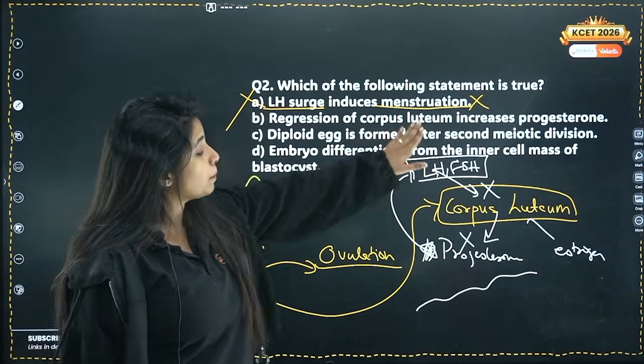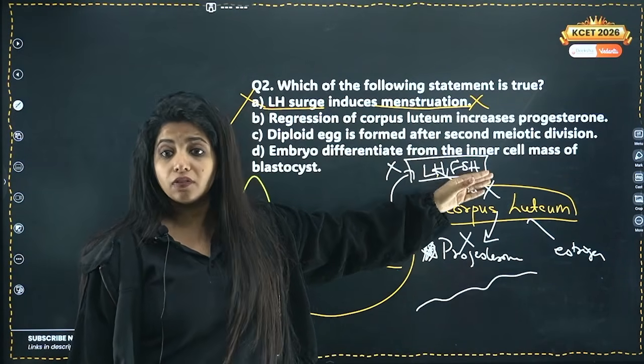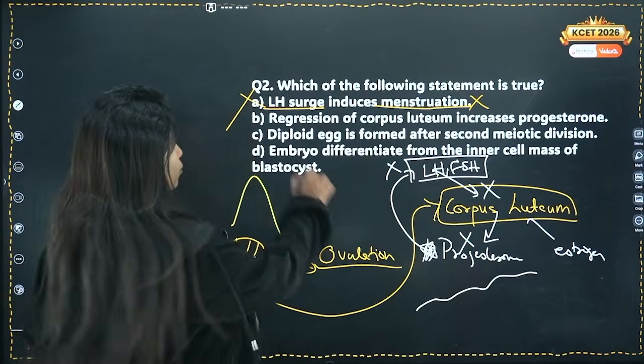So regression of corpus luteum increases progesterone? No, baba. Regression means if this particular thing is disintegrating, is going away. Do you think progesterone will be there? No, no, no, no. Wrong, wrong, wrong.